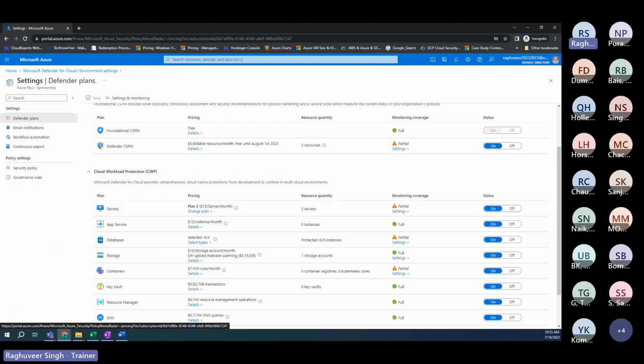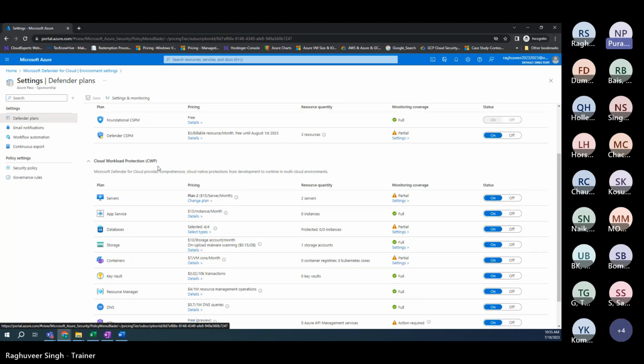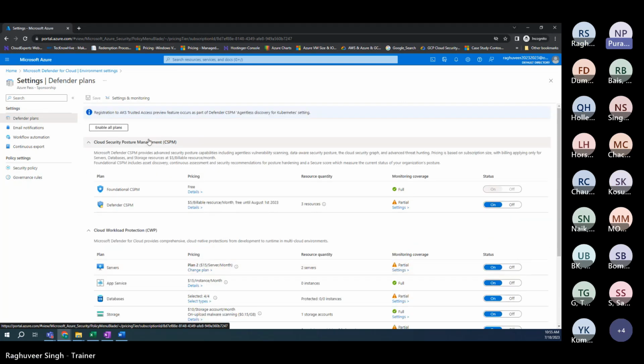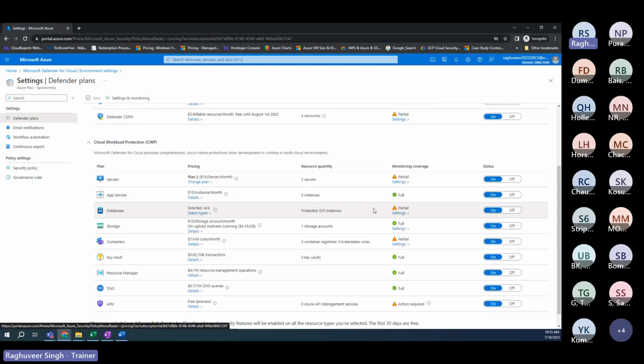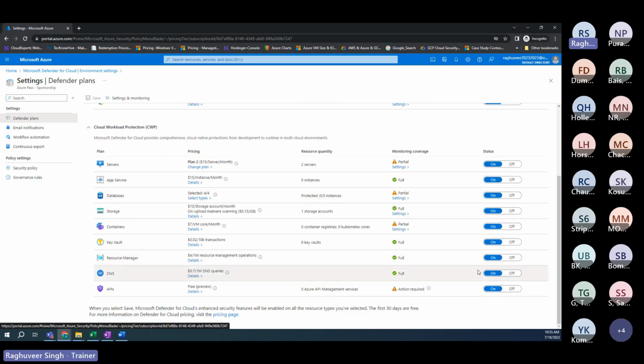Yes, Nilkant, do you have any question? Yes, I have clicked on enable all plans, but it is not showing me save option. Save was grayed out. No, if save is grayed out, it means that all the plans are already enabled.